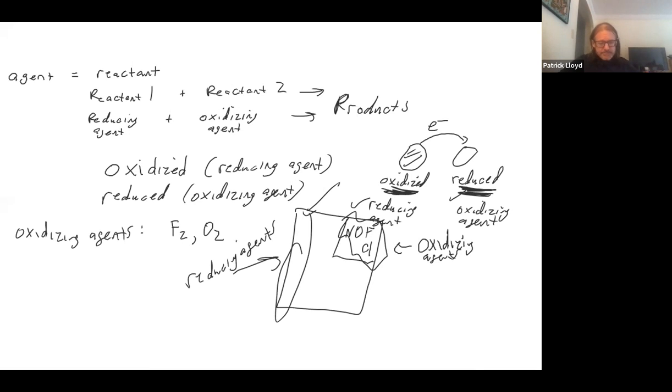But in general, the strongest oxidizing agents are these ones in terms of the periodic table, and the strongest reducing agents are these ones over here. Okay. But we often use polyatomic ions and compounds, and that complicates things. But in any case, let me show you a problem.